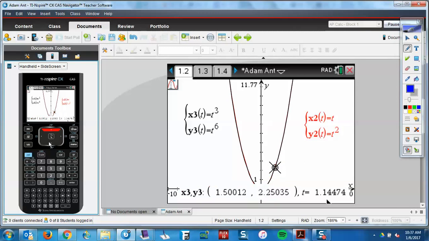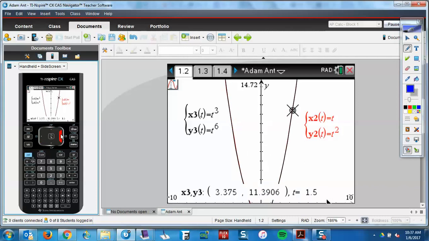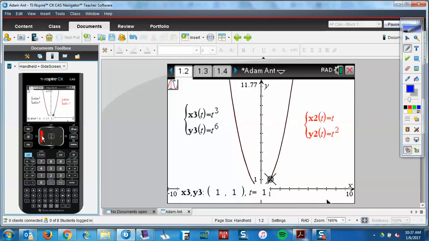See that? Now let's go to the black graph. 1.1, 1.2, 1.3, 1.4, 1.5. What do you notice? It's going a lot faster, isn't it? It's at different places, right? Well, it makes sense because at 1.1, 1.2, 1.3, the x is getting bigger because it's t cubed. Here it's just t.